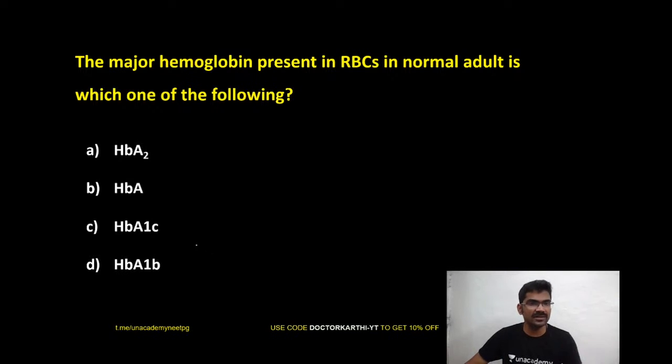Let's go to the second question. The major hemoglobin present in RBCs in a normal adult is which one of the following? Which one is the major hemoglobin present in normal adults? Tell me which one.